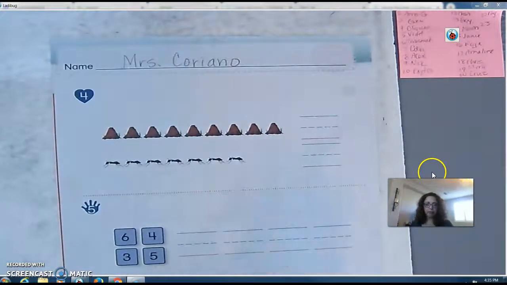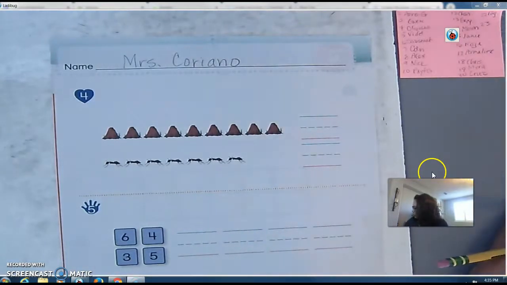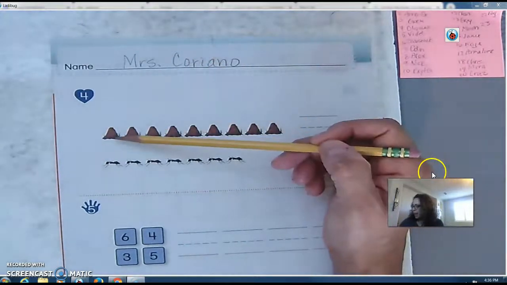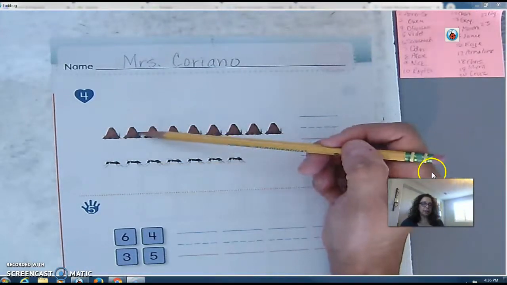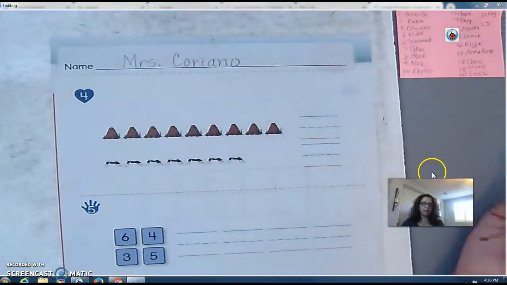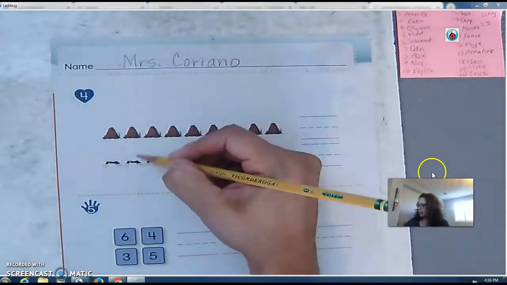Let's do number 4. You ready? Here's a line of ants, a line of ant hills. We all know that ants like to live in the ant hill, right? The first thing you're going to do is draw a line to match an ant hill with an ant. All right, so you're going to match and keep going until you run out of one or the other. So that's step 1. I'll give you a few seconds here. I'll time you so that you can match. So you'll be drawing a line from here to there, from here to there, and so on.